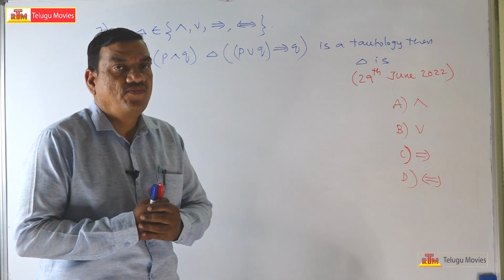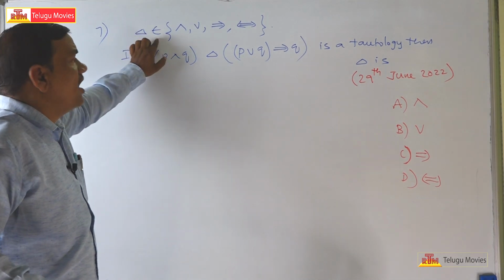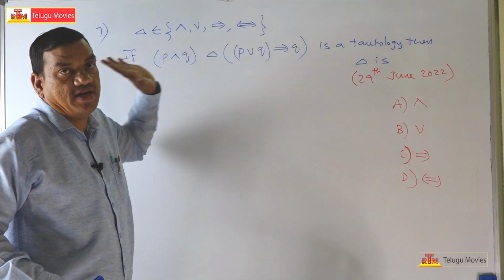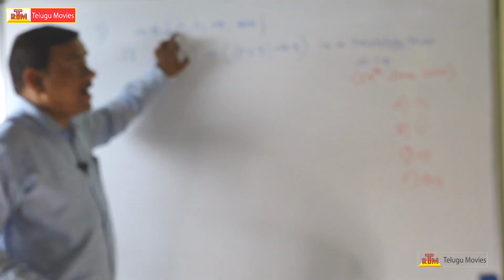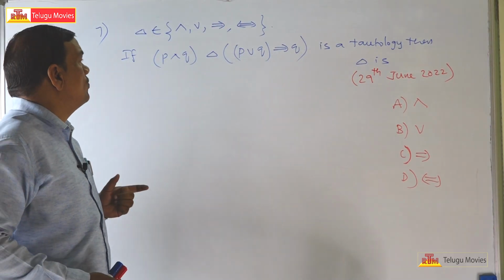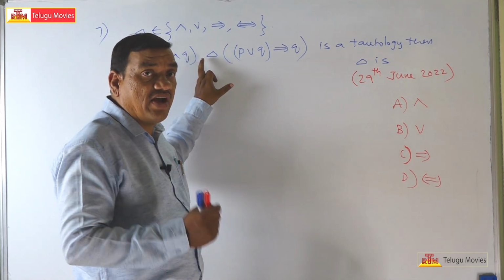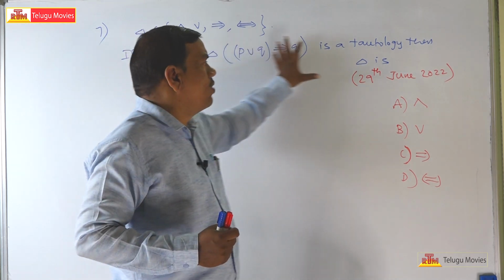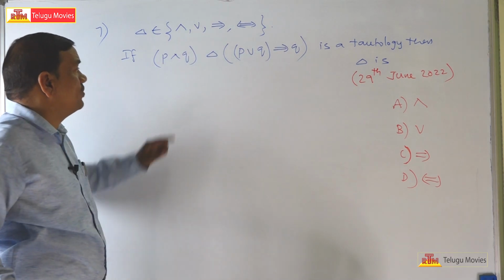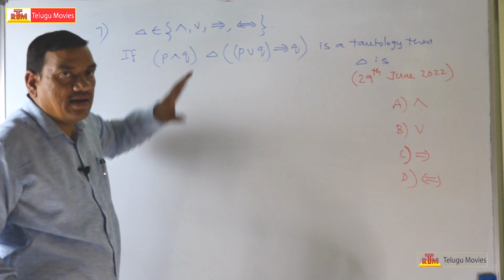Dear students, welcome to the 7th problem of this session. Delta belongs to and, or, implies, double implies. That means we have to find the value of delta so that the given compound statement is a tautology. That means in place of delta, we have to keep and, or, implies, or double implies.